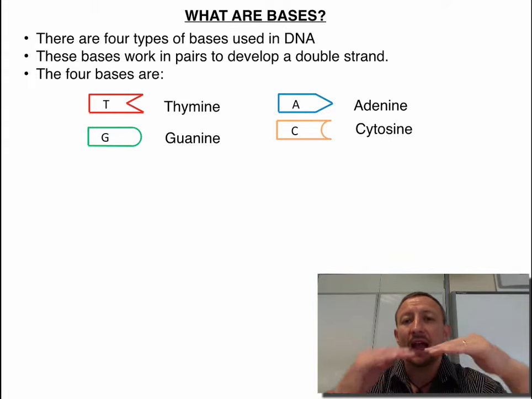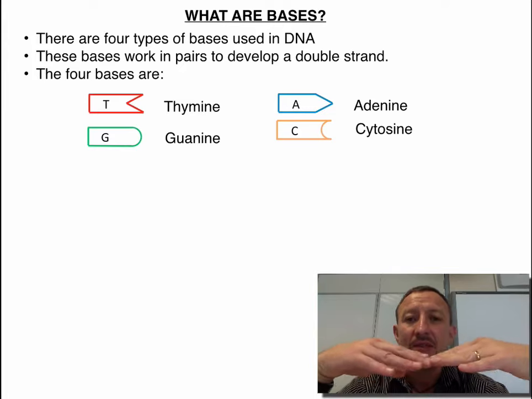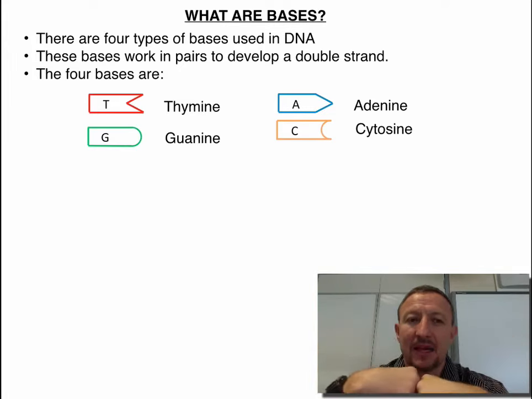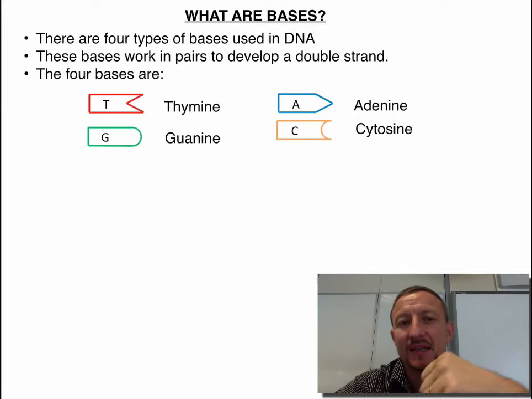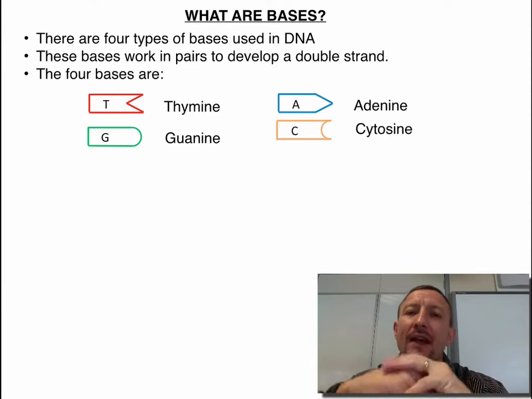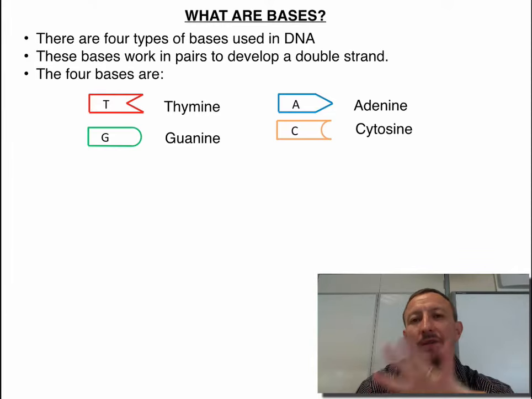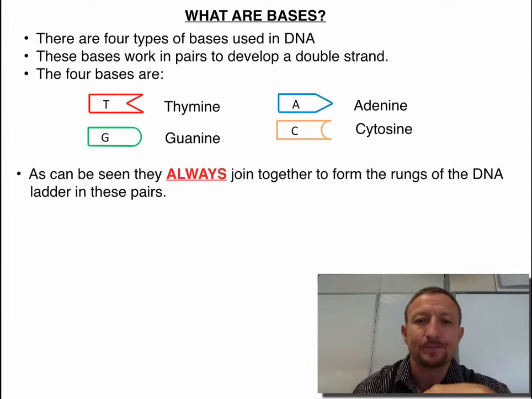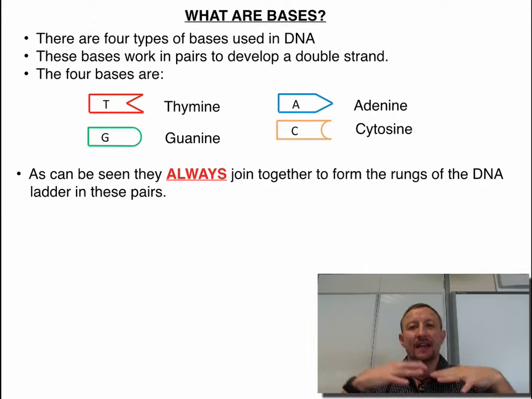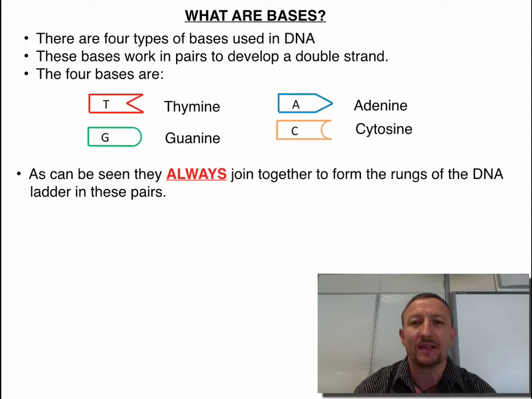So guanine and cytosine, or G and C, go together, or C and G, doesn't make any difference. You never get T and C, T and G, A and G, A and C. It's always T to A or G to C. If you follow that rule, you can't go wrong. So we've only got 4 bases, and as I say, they always join together in those pairs to make the rungs of the ladder.